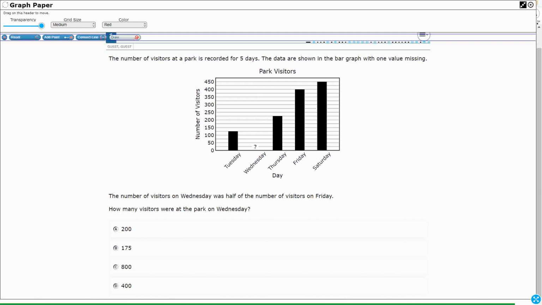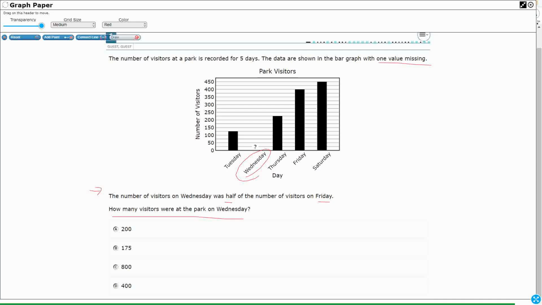All right, so we have a basic bar graph here, and we've got the number of park visitors recorded for 5 days. One value is missing: Wednesday. That's the question. How many visitors were at the park on Wednesday? So what clue do they give us right here? The number of visitors on Wednesday was half of the number on Friday. All right, so half the number on Friday.